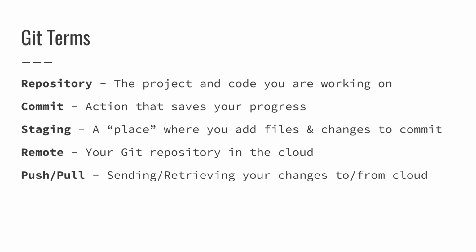Remote basically refers to your Git repository which sits on the cloud. Sometimes Git doesn't need to sit on the cloud, but you would have some remotes. So basically remote means it is being held in a remote location in the cloud, and you're synchronizing your files to that remote. Two very common terms would be push and pull. When you push or you pull, you're basically sending and retrieving respectively your changes to and from the cloud.